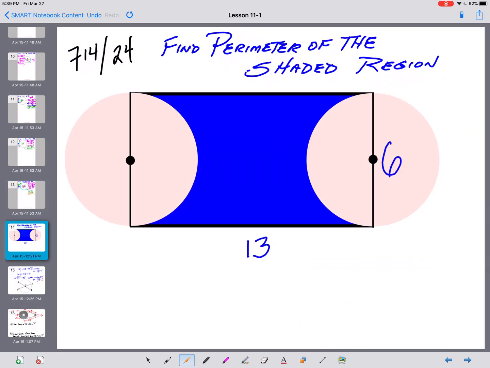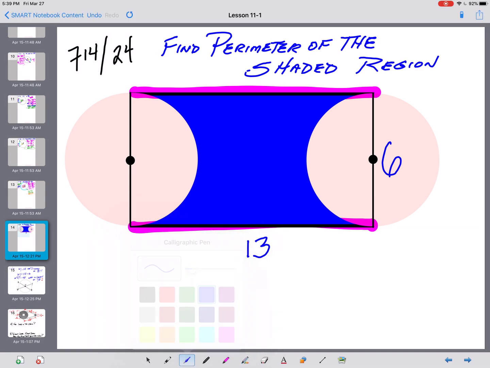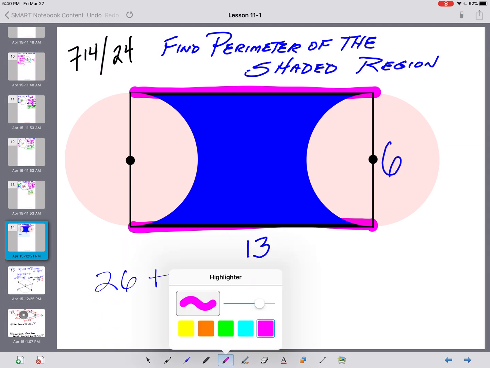Okay, next one. Just the perimeter of the shaded region. Just the perimeter of the blue. So here's what I see. First of all, that's 13 units long. So 13 and 13. I see right away 13 and 13. That's going to be 26. Plus, now, what do I have left for the perimeter? I have this right here.